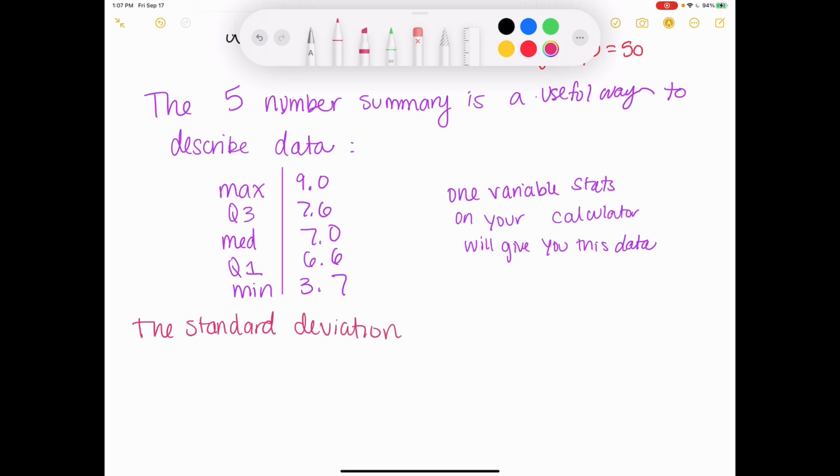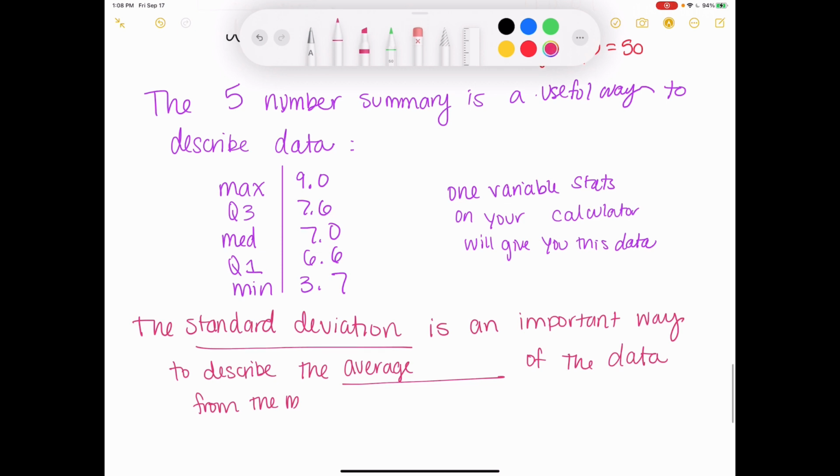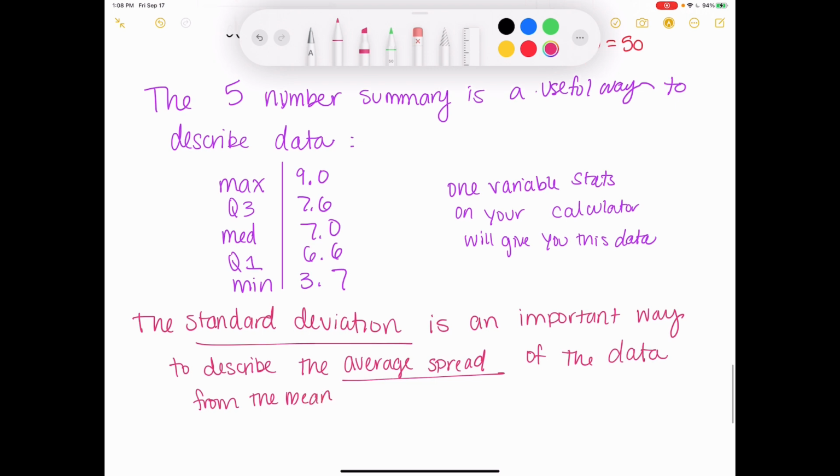Nice, right. The standard deviation is an important way to describe the average spread of the data from the mean. The speed? Yes, spread.